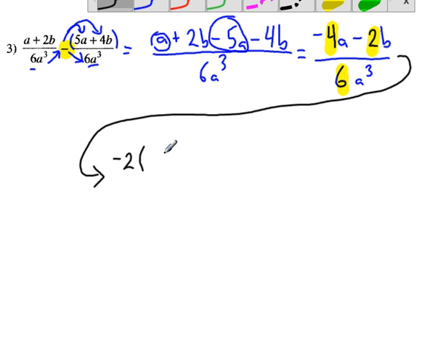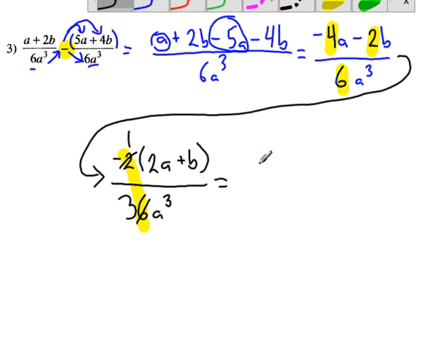If I take a negative 2 out of my numerator, I'm going to be left with 2a plus b on top. Underneath of that, I would have 6a to the third power. What that lets me do is simplify negative 2/6 down to a negative 1/3. So 2 divided by 2 is 1. 6 divided by 2 is 3. So my answer is negative 1, which you just put a negative sign, 2a plus b, over 3a to the third power. That's as far as you can take that.